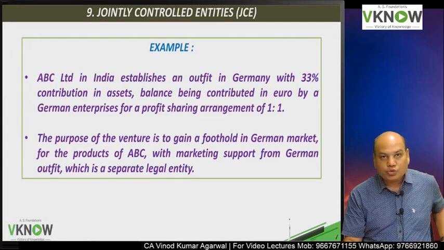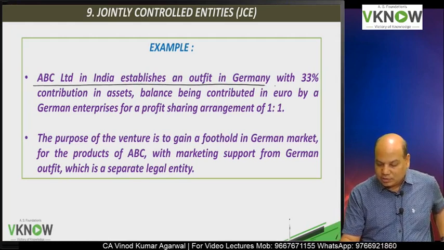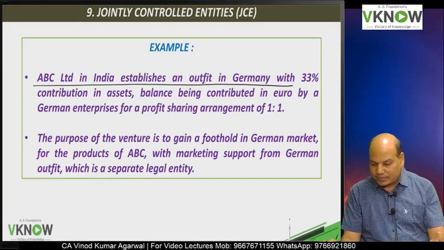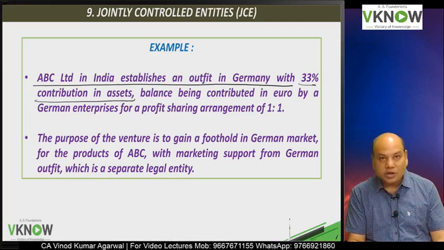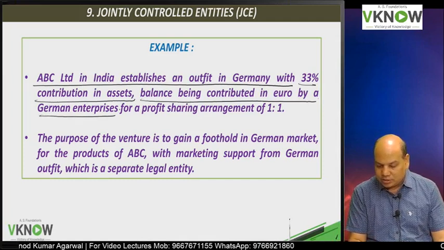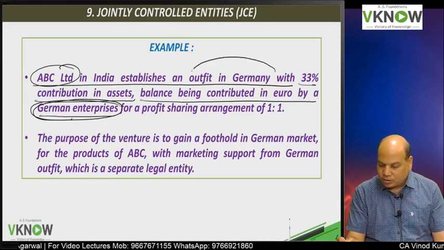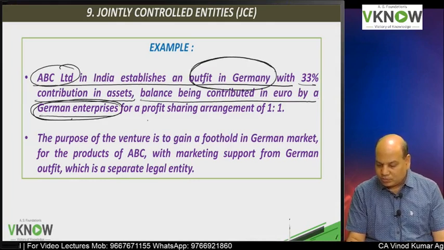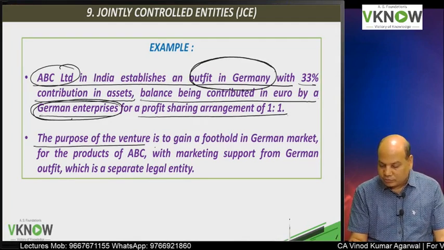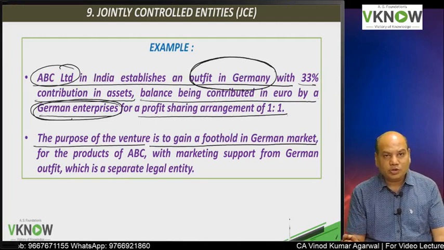One example of jointly controlled entity: ABC Limited in India establishes an outfit in Germany. So a new company is formed in Germany with 33% contribution in asset, balance being contributed in euro by a German enterprise. Profit sharing arrangement is 1:1. The purpose of the venture is to gain a foothold in the German market. So that is the objective of this joint venture.